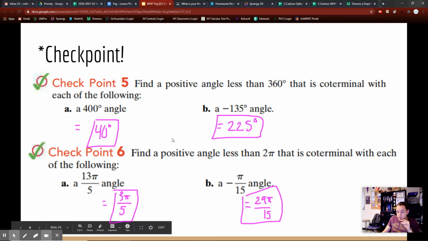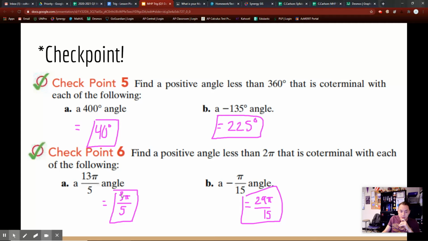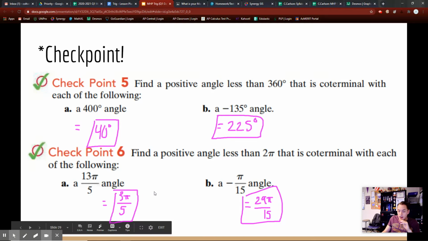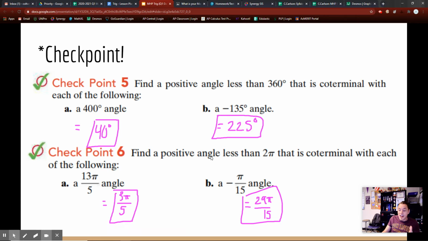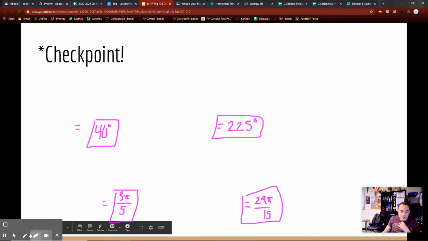These are the answers. I actually went ahead and went to checkpoint 6 as well. So the first one for A is 40 degrees. Next one's 225. Checkpoint 6, A is 3 pi over 5, and this is 29 pi all over 15. So if you got at least 1 or 2 of these, then you're awesome. You're on your way to being a mathematician, a real trigonometry mathematician. Okay, let's continue.